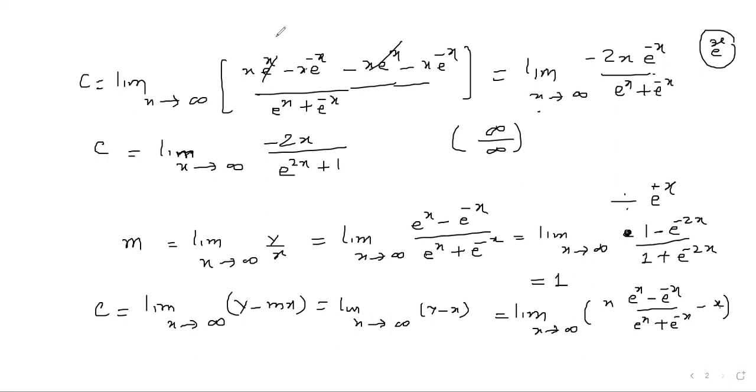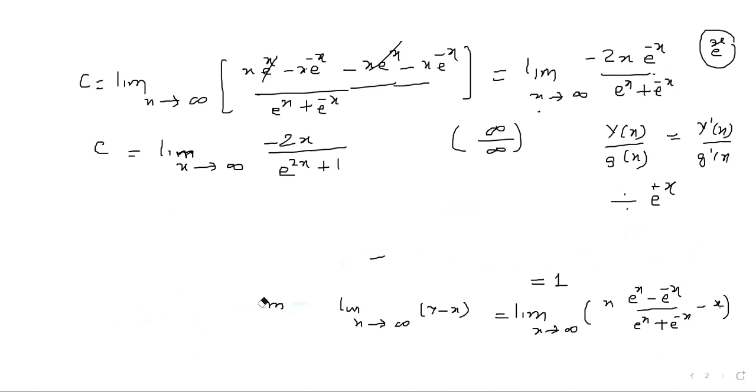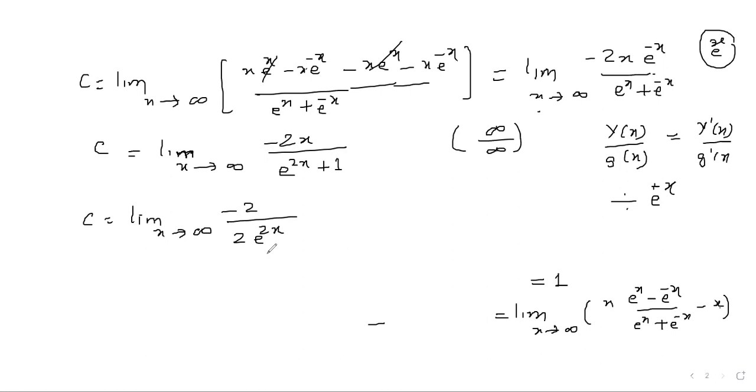So it is better to apply L'Hospital rule. L'Hospital rule says if we are given f(x) upon g(x), we can differentiate and write f dash x divided by g dash x with the same limits. So here we can write c equal to limit x tends to infinity, we differentiate it. So this will become minus 2, and this will become twice of e power 2x. Differentiation of 1 will be 0.